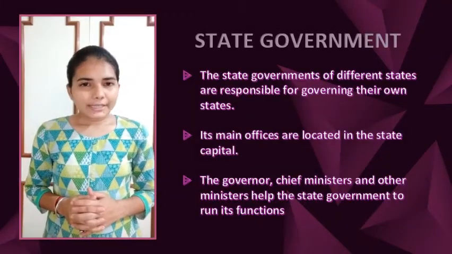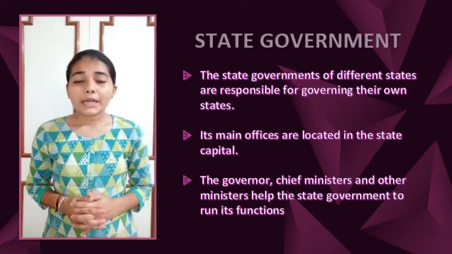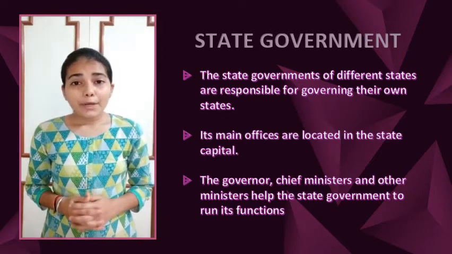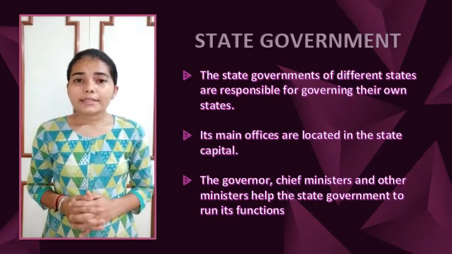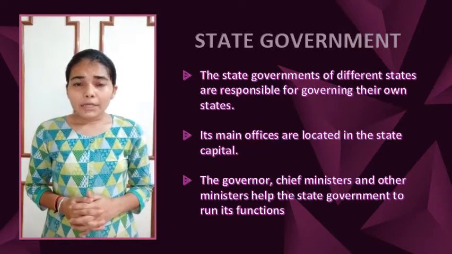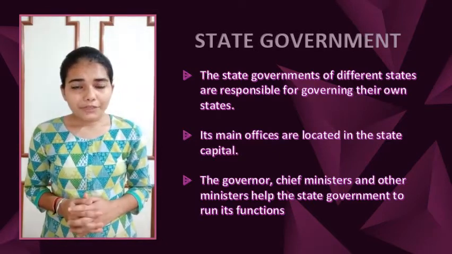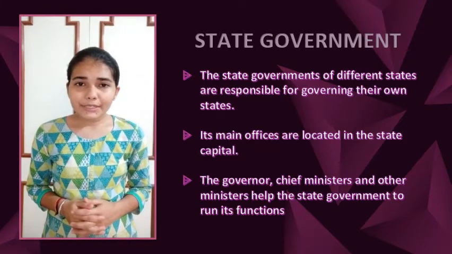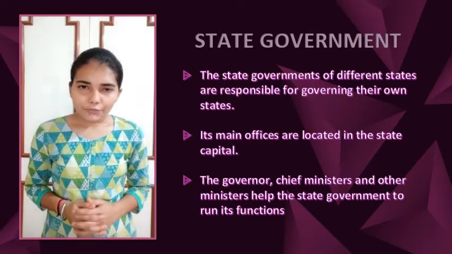Now we will discuss the state government. The state governments of different states are responsible for governing their own states. The main offices of the state governments are usually located in the state capital. For example, the government of Maharashtra has its main offices in Mumbai. The governor, the chief minister and other ministers help the state government to run its functions.